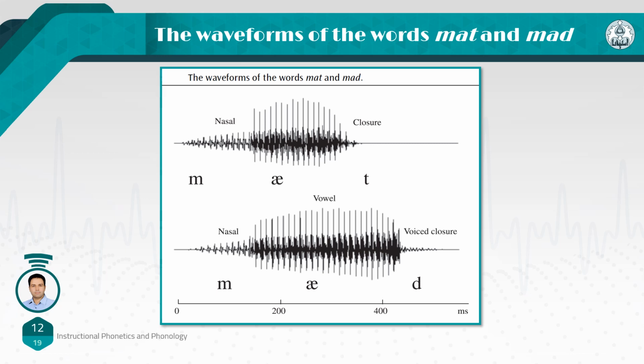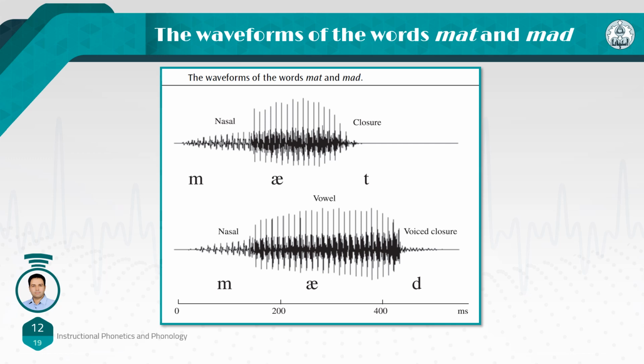If you look at this waveform for the words mat and mad, you can see that the length difference is very evident in this figure. Look at the length of the vowels. This figure shows the waveforms of mat and mad. In this case, the vowel in mad is almost twice as long as the vowel in mat. You can see small voicing vibrations during the d in mad.